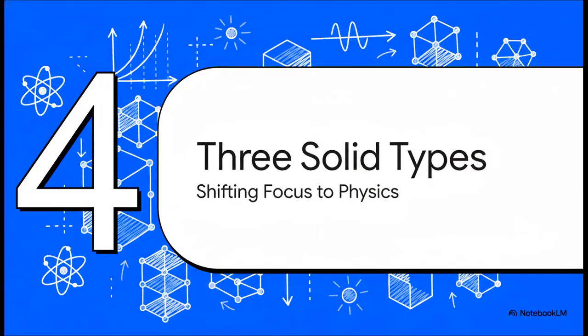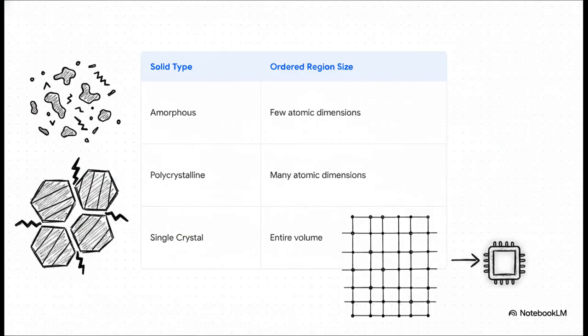Section 4. 3 types of solids. Shifting focus to physics. Now that we've mapped out the manufacturing side, let's completely strip away the clean rooms and the chemical etchants. We need to look at the fundamental material physics that actually allows a semiconductor to function.